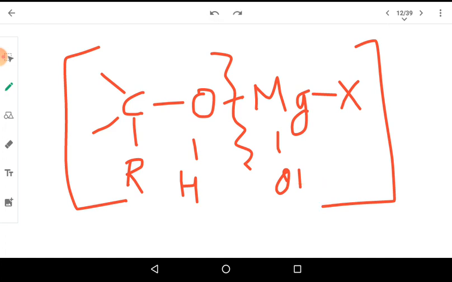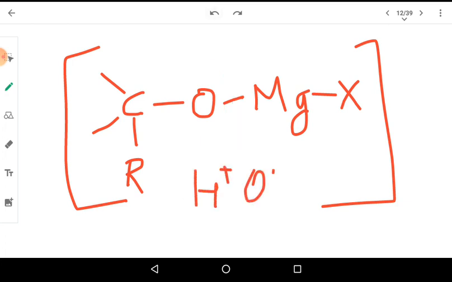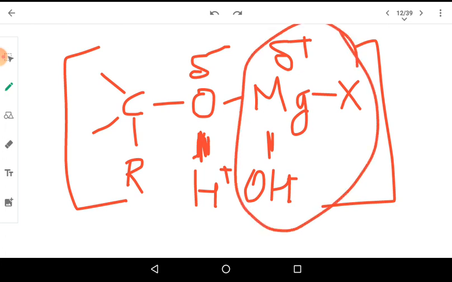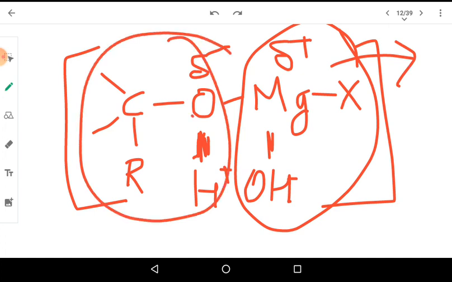Why not the opposite? I will tell you. Water, as you know, has the formula H+ OH−. Now, if this bond is cleaving, this part will have a delta positive charge and this will have a delta negative charge. So the negatively charged species will form a bond with the positively charged species, and the positively charged species will form a bond with the negatively charged species. As a result, this much part is going to move out as MgOHX, and this much part is going to form an alcohol.